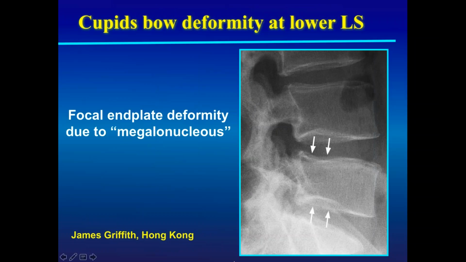Another anomaly, this one provided for me by James Griffith, and he's provided a number of slides that I'll be showing from Hong Kong, is a focal end plate deformity referred to as Cupid's bow. It involves the lower lumbar spine, typically L4-5 and L5-S1, sometimes L3-4, where the nucleus pulposus is rather large and posteriorly placed, and it's often bilobed. And so on an AP view, it looks like a Cupid's bow, but on the sagittal view, it'll be a prominence of the nucleus pulposus that is a wide disc space here with extension into the end plates. This should not be mistaken for a fracture.